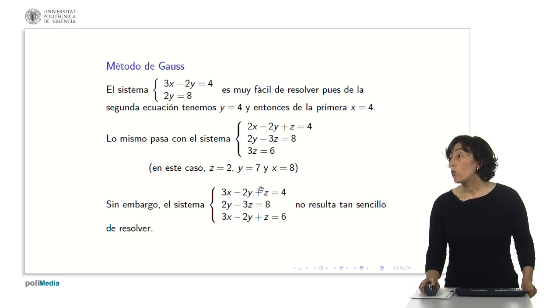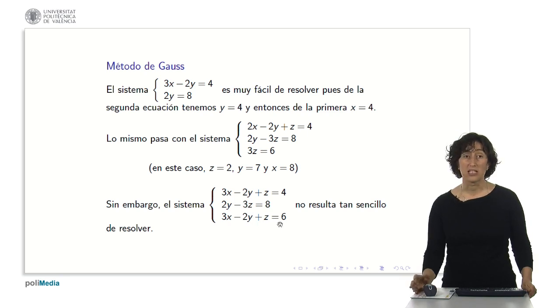However, when I do not have the equations in this way, if I have more general things, 3x minus 2y plus z equals 4, 2y minus 3z equals 8, 3x minus 2y plus z equals 6, then it is not so easy to solve, since I cannot in any of them clear one of the variables and substitute to obtain the specific values of each one of them. Well, the Gauss method consists in that: taking this system and trying to transform it into an equivalent system that has this form here, so that it is easy to solve.